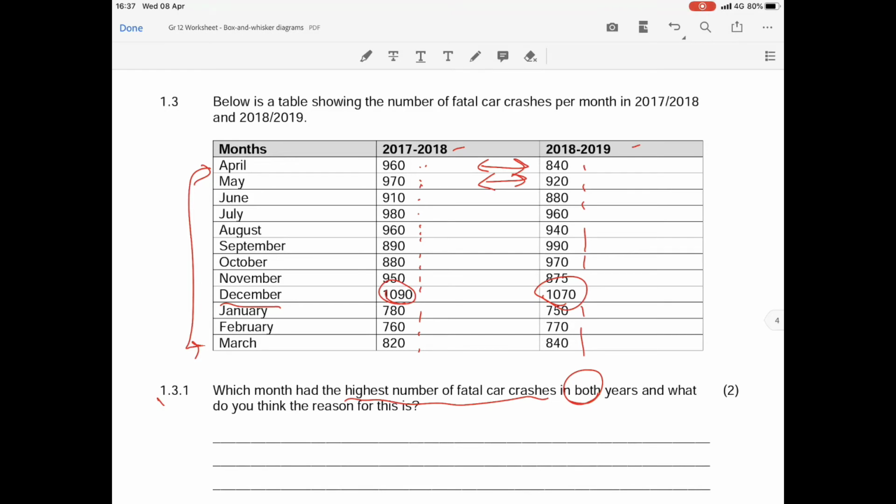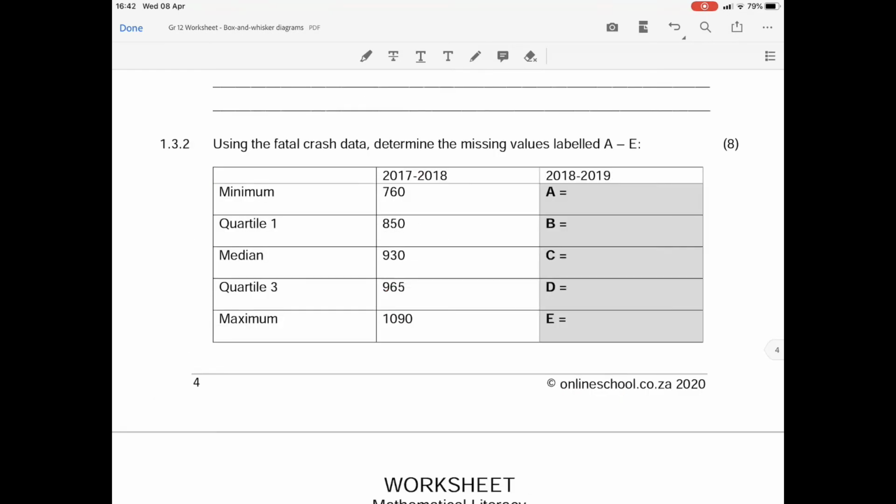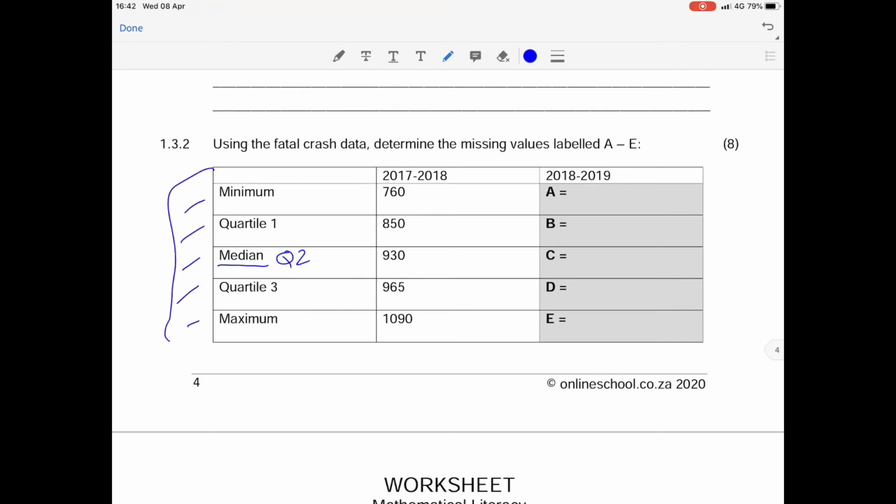Your next question asks for a number of measures for the year 2018-2019, namely the minimum, the 3 quartiles, 1, 2, and 3, where quartile 2 is your median, and your maximum.